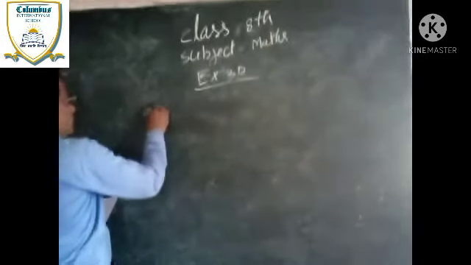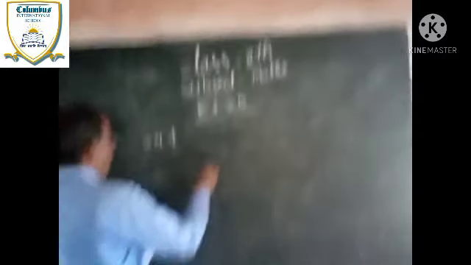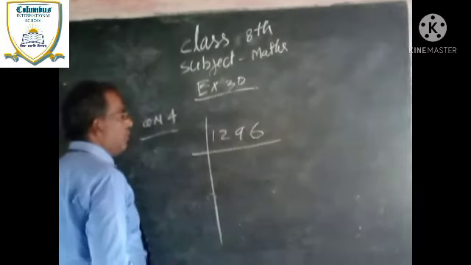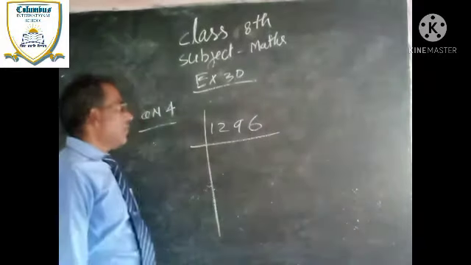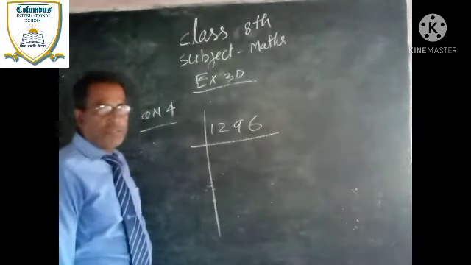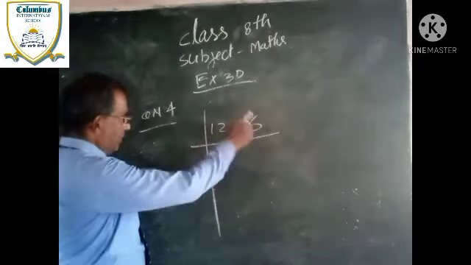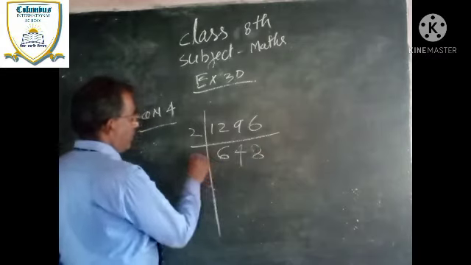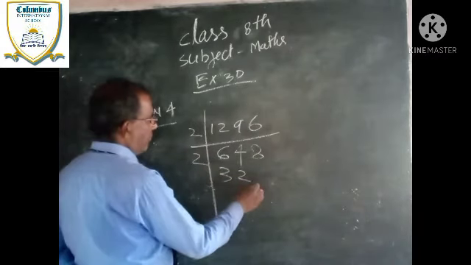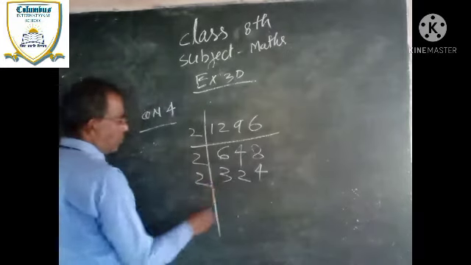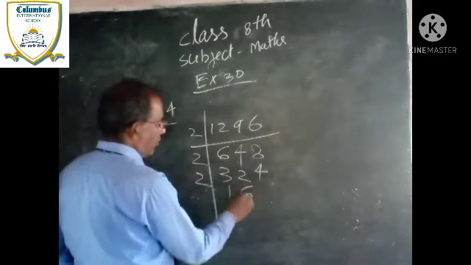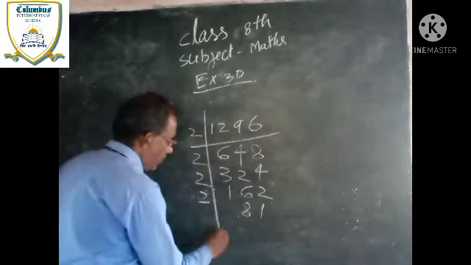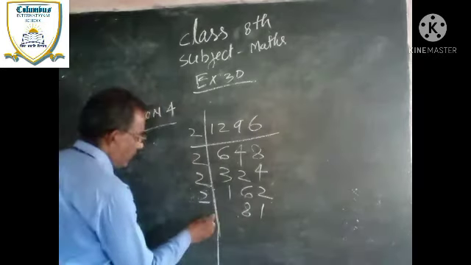Question number 4. 1296. The square root of 1296 by the factorization method. Okay. Since the last digit is 6, it is divisible by 2, so the whole number is divisible by 2. That is 2 sixes are 12, 2 fours are 8, 2 ones 2 eights are 16. Now 2 threes are 6, 2 twos are 4, 2 fours are 8, 2 sixes are 12, 2 twos are 4, and 2 eights are 16, 1. Now 8 plus 1 is 9, that is, it is divisible by 3.